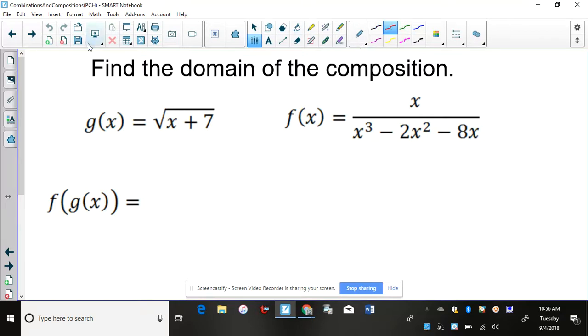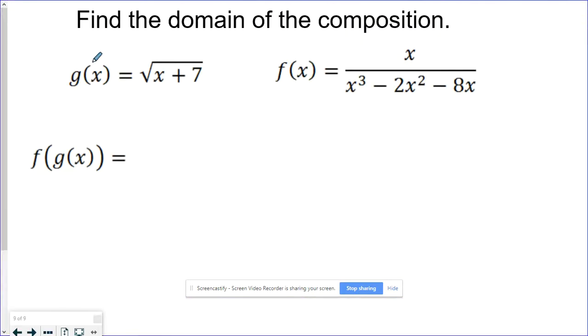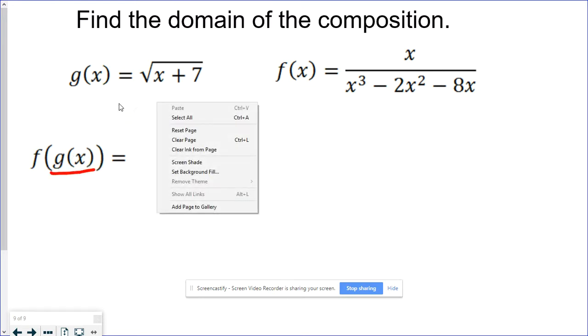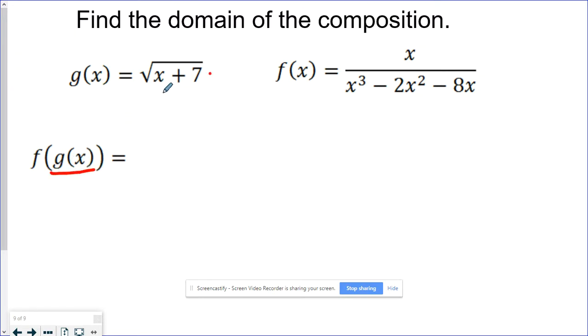The domain of the interior function, which in this case is g of x, right? That's the gatekeeper. I'm only going to be able to use the numbers that work in g from the get-go, right? So I set this greater than or equal to 0. I can't take the square root of negative numbers. So we get x has to be greater than or equal to -7. So right now, that's the biggest my domain could possibly be, okay?